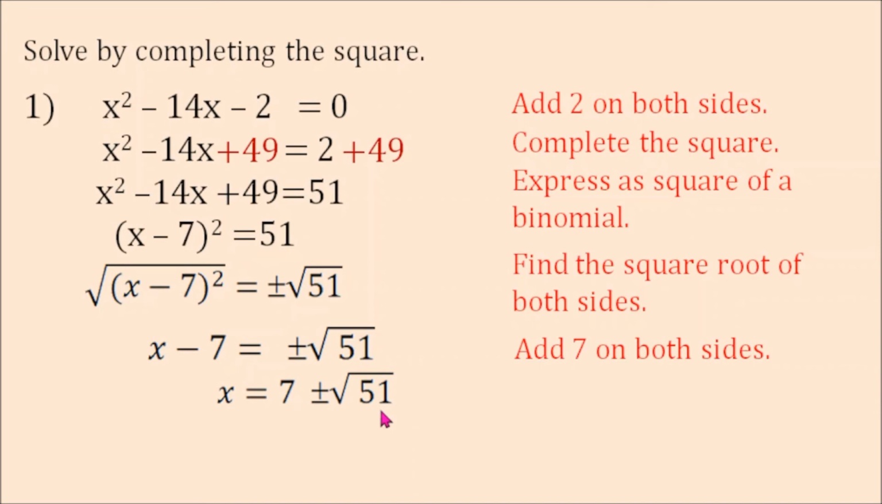So we have 2 solutions. The first one is using the plus sign, and the second one is using the minus sign. So the solutions are 7 plus square root of 51 and 7 minus square root of 51.